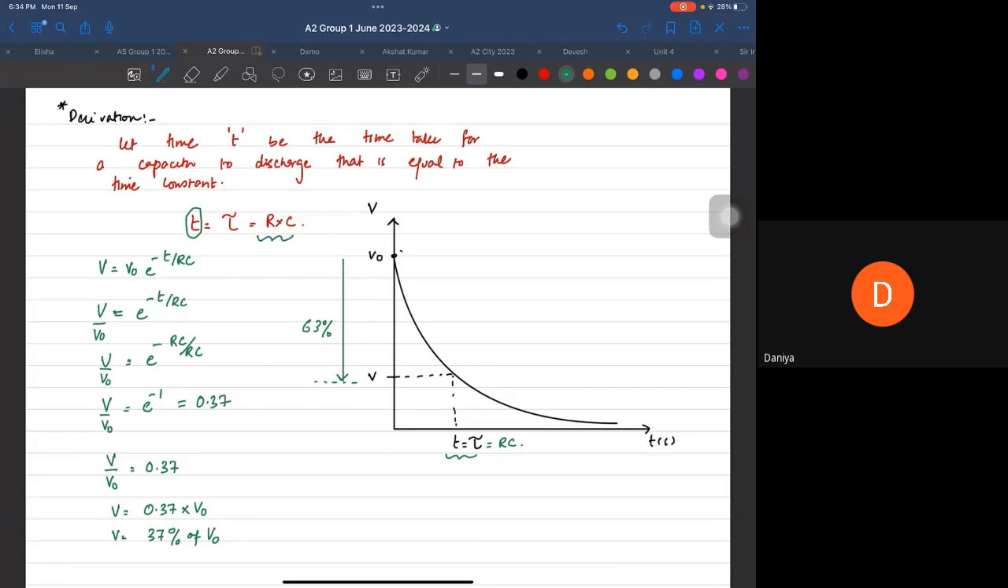So basically it means when 37% of voltage, charge or current is left in the capacitor, that is when, if you check the value of time from the graph, it is going to give you the value of the time constant. And why is it so important? Because that value is equal to resistance times the capacitance, and we can find either the resistance or the capacitance, whatever they're asking for. Get it? Okay.